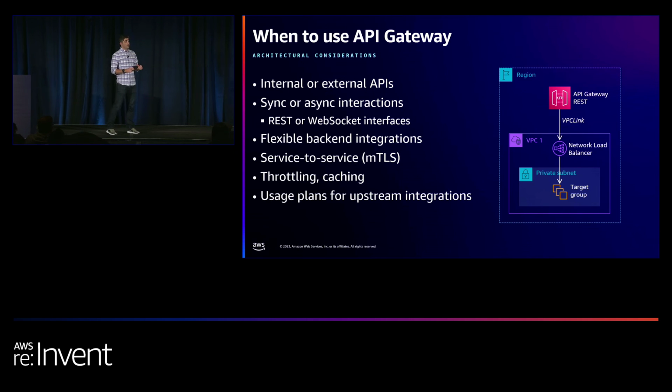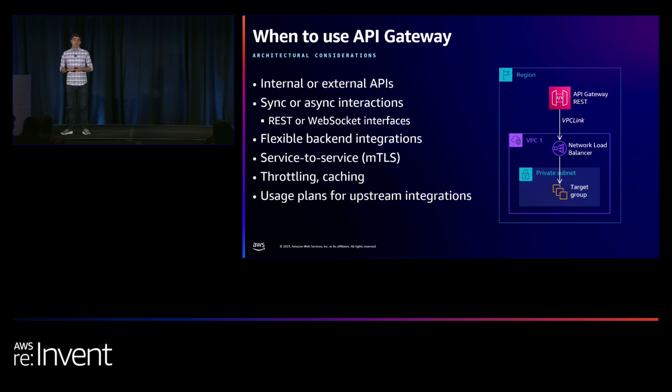It supports both internal and external APIs. It can also support synchronous and asynchronous interactions. The thing to know, though, is that if you pick REST, there's kind of the REST flavor and the WebSocket flavor. AppSync has a way of kind of melding both. With API Gateway, you would pick either REST/HTTP or WebSockets.